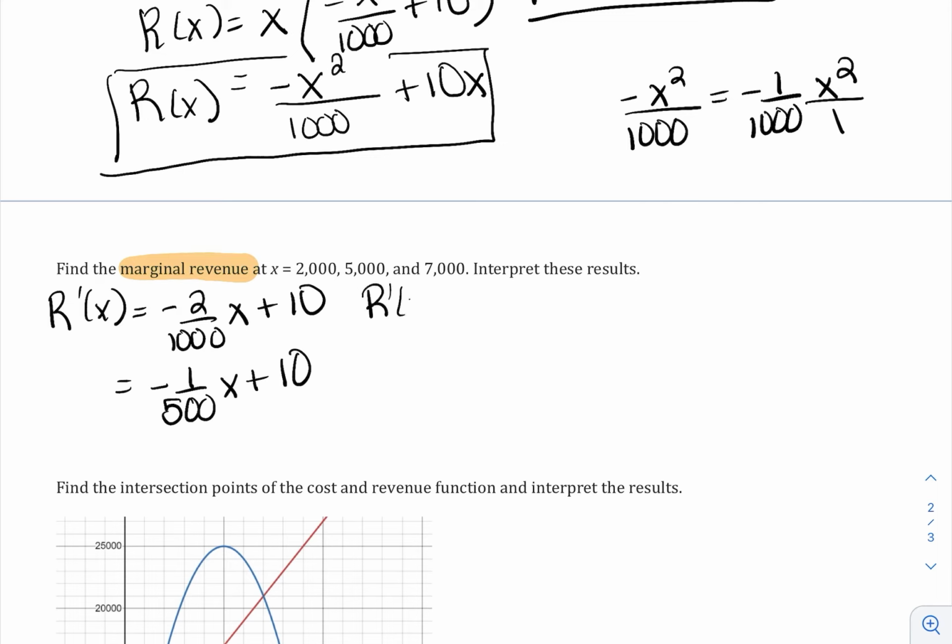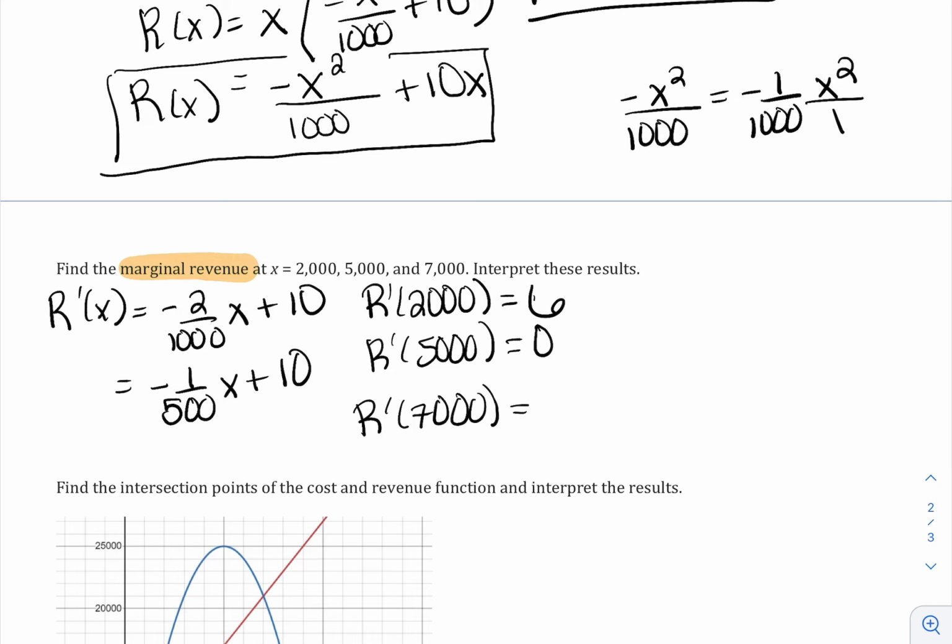Okay, so now I want to find it at these values. So I would have r prime of 2,000. When you put that 2,000 into your handy dandy calculator, it will give you 6. R prime of 5,000 will give you 0. And r prime of 7,000 will give you negative 4. You can check that on your own.